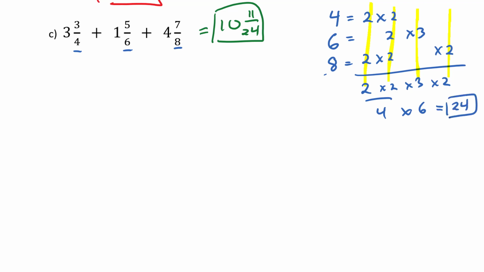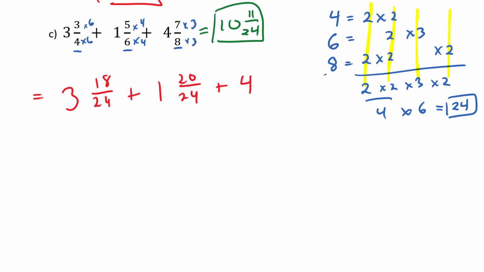You can see 24 is the lowest common denominator between 4, 6, and 8. So we'll convert them all over to 24. Multiply by 6, multiply by 4, multiply by 3. We do that now. 3 is our whole number. 3 times 6 is 18. 4 times 6 is 24. 1, 20 over 24, plus 4, 21 over 24.